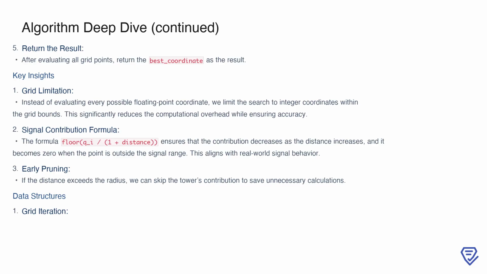Second, the signal contribution formula ensures realistic behavior, where the quality decreases with distance and becomes 0 outside the signal range. This aligns well with real-world scenarios. Additionally, we can leverage early pruning by skipping a tower's contribution altogether when the distance exceeds the radius, avoiding unnecessary calculations. These optimizations ensure that the algorithm remains efficient while delivering accurate results.